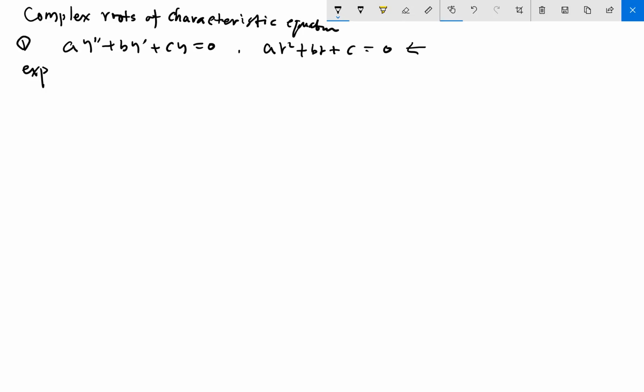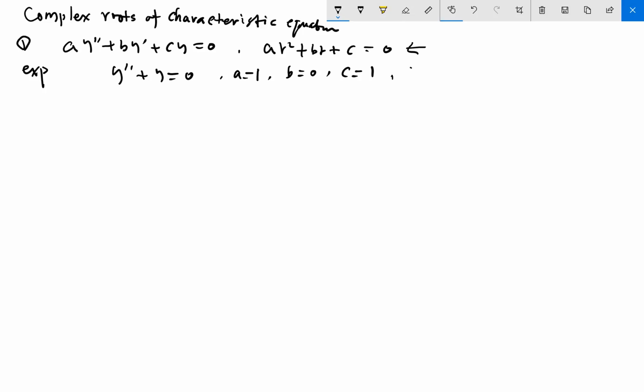Now, in this section, we are going to learn what to do if the solutions of this quadratic equation are complex zeros. Let's look at an example: y double prime plus y equals 0. Obviously, this is a linear homogeneous equation with constant coefficients, with a equal to 1, b equal to 0, c equal to 1.